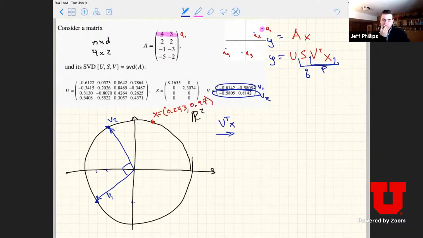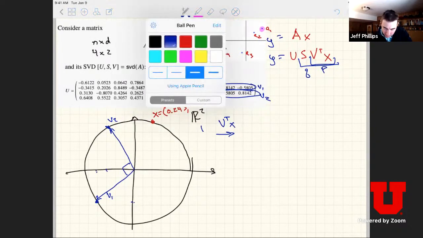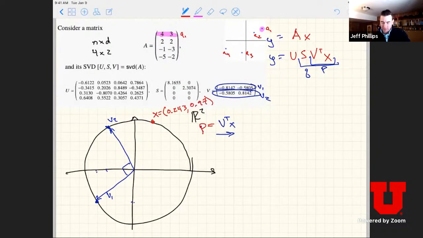Well, the output, it turns out, is going to be another point P. Let me write this in red. This is going to be a point P. It's going to be V transpose X. P is also going to be in R^D, right? And in fact, P is going to be (V1 dot X, V2 dot X). These are going to be the 2 coordinates. That's what matrix multiplication is doing.